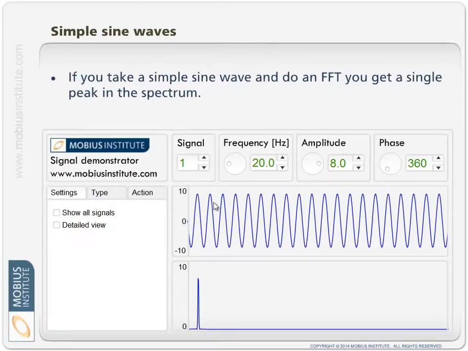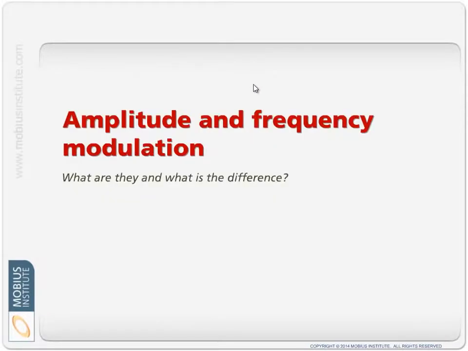Here we have a simple sine wave, which when we do an FFT produces a single spectrum. A single peak in the spectrum, I should say. You notice that each one of these is a cycle. We've got 20 cycles per second, but the amplitude of each cycle is the same. It rises and falls by the same amount each time, and that's generally what we expect to see. If the machine was out of balance, then I get some rise and fall in vibration. We get one peak in the spectrum, and all is good. But what happens with amplitude and frequency modulation?